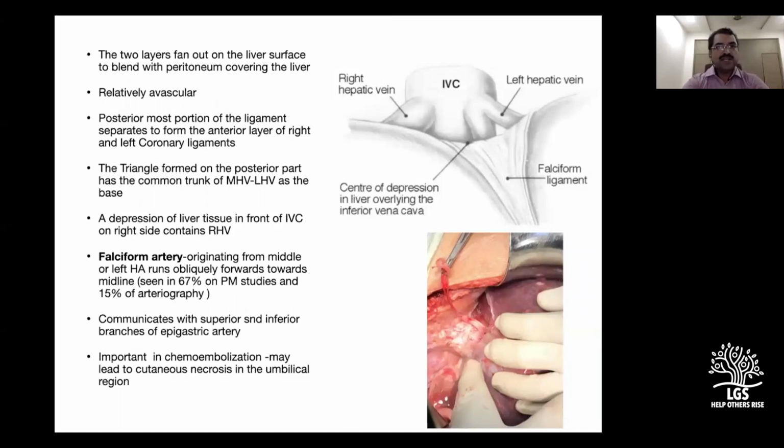So the falciform ligament has 2 layers which spread out at the base to form the anterior layer of the coronary ligament on either side. It's a relatively avascular structure, and the posterior most portion of the ligament actually has the entry of the hepatic veins into the IVC. So the base actually forms a triangle. The base of the triangle is formed by the left and middle hepatic veins.